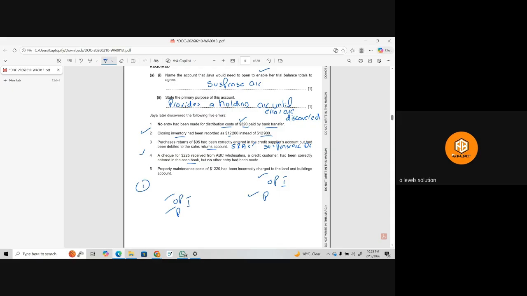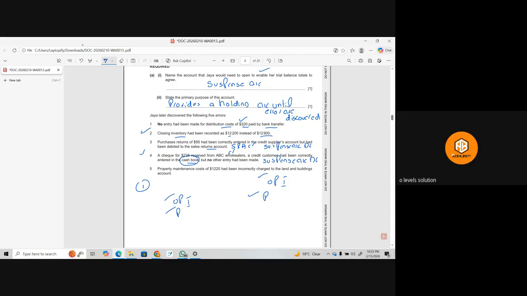ABC wholesaler is the customer, so the customer should be credited because he has paid the amount, and suspense needs to be debited. Since there is nothing wrong on the debit side, we already debited the cash book, so there is nothing on the debit side. But we have not credited the ABC wholesaler. That's why we need to credit the ABC wholesaler. And since the debit side is correct, the suspense account will be debited with the $225.